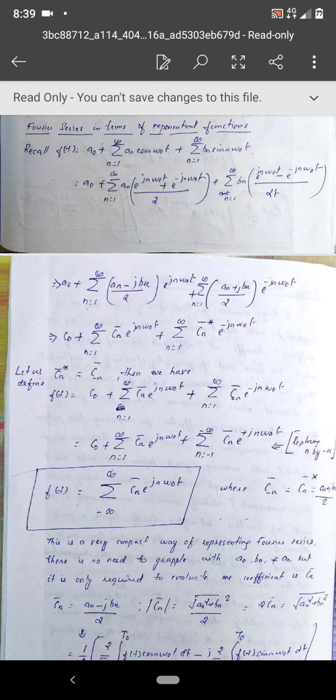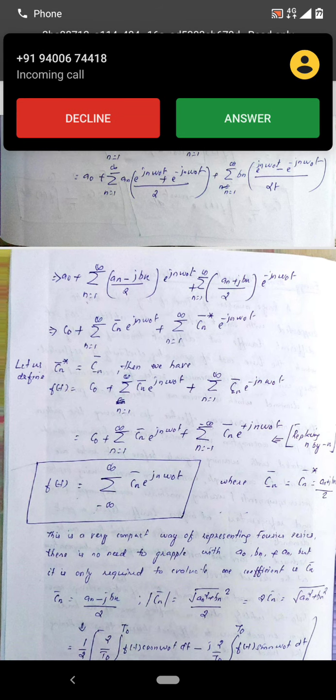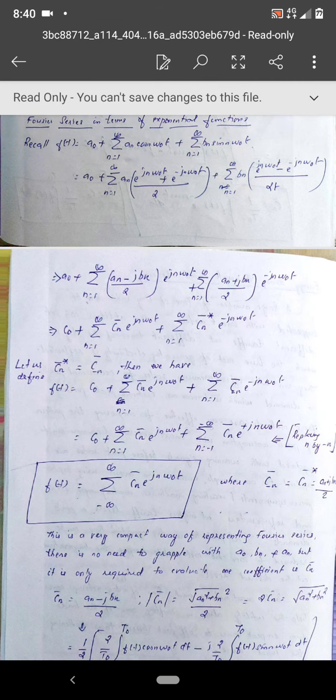Okay, so we are starting with, just recall the last series, that is f of t is equal to a naught plus summation from n is equal to 1 to infinity a n cosine n omega naught t plus b n sine n omega naught t, and a very simple substitution. You can actually write cos theta. Cos theta is nothing but e raised to j theta plus e raised to minus j theta by 2. So here, instead of theta we have n omega naught t. So we can write it as e raised to j n omega naught t plus e raised to minus j n omega naught t divided by 2.